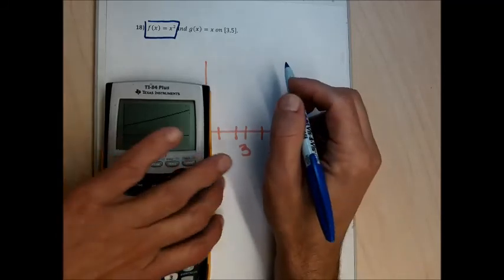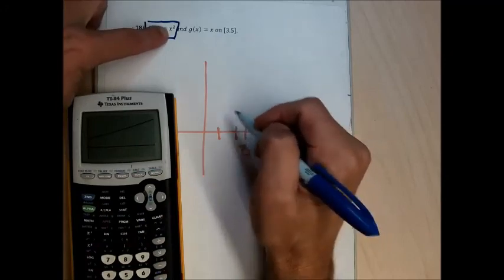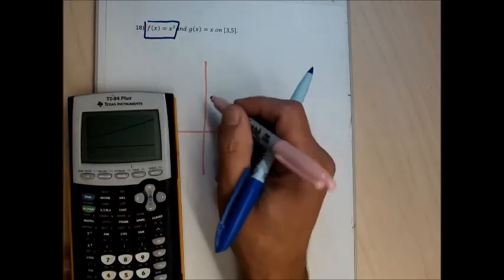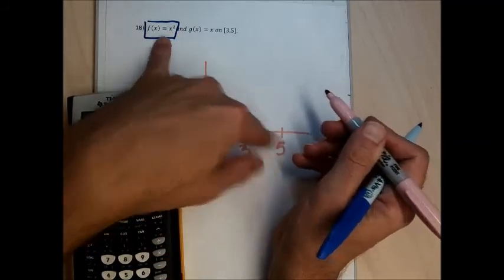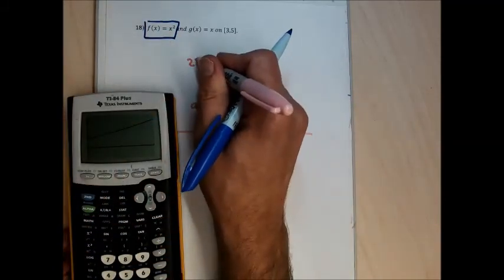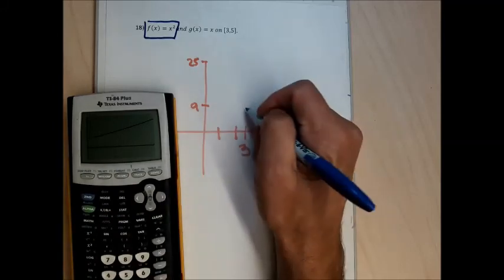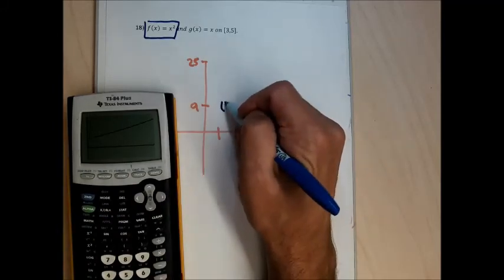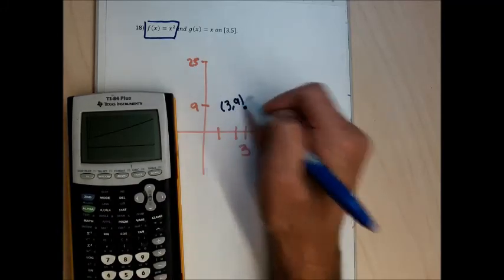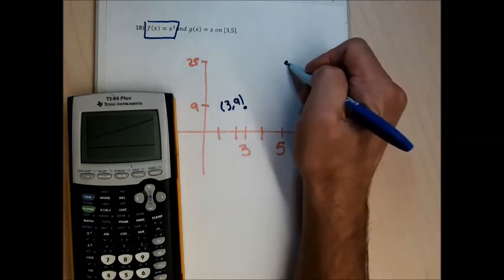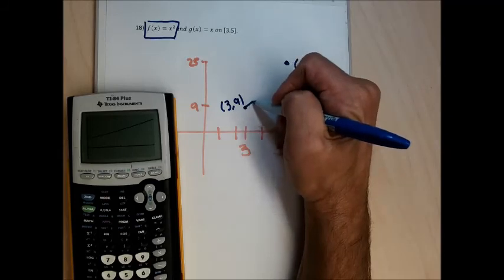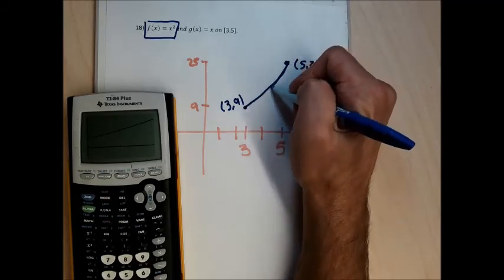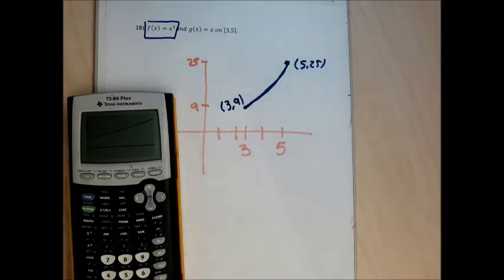When we did this earlier, I went to 30, so let me go to 30. And in terms of points, if you plug 3 in for x, 3 squared is 9. If I plug 5 in for x, I get 25. This graph right here, which I'm going to do in blue, starts at the point (3, 9), ends at the point (5, 25). It looks something like this. Again, my window's a little bit tweaked from my calculator, but that's okay.